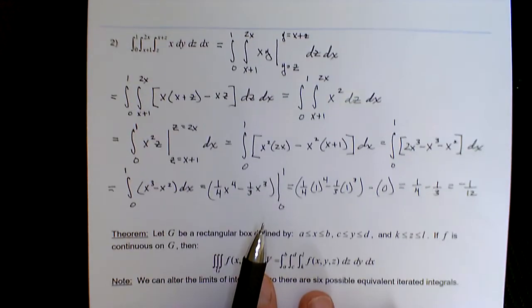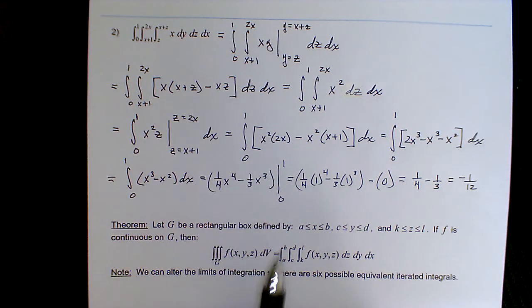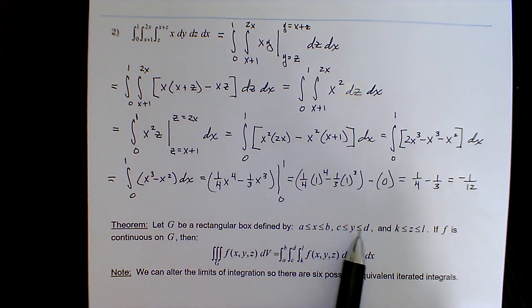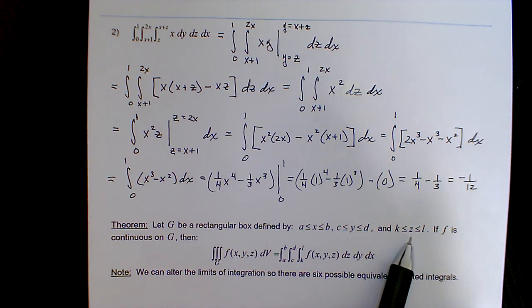Next thing is the concept of integrating over a rectangular box. So we've got x, y, and z ranging between constants. These are assumed to be constants: a to b, c to d, and k to l. So we use k to l because the next thing would be e and f, and you don't want to mix up the f and so on. So they chose k and l.